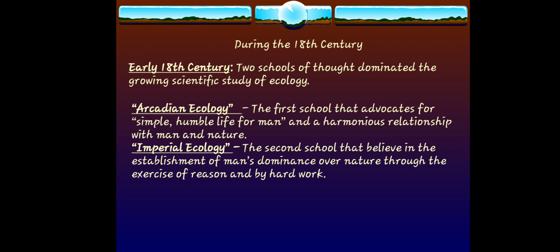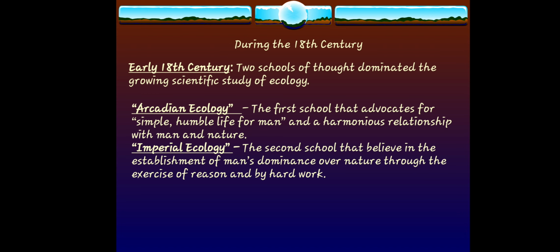So in the early 18th century, two schools of thought dominated the growing scientific study of ecology. With this, I will mention two important schools that gave thought to the growing scientific study of ecology. Number one is Arcadian ecology. The first school advocates for a simple, humble life for man and a harmonious relationship between man and nature. That is Arcadian ecology, or the first school.